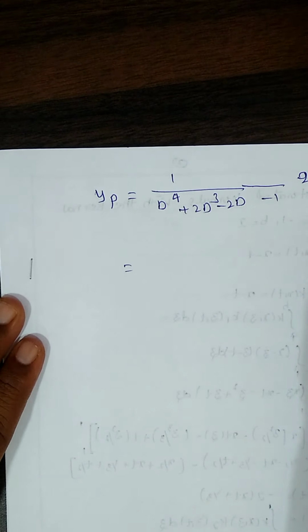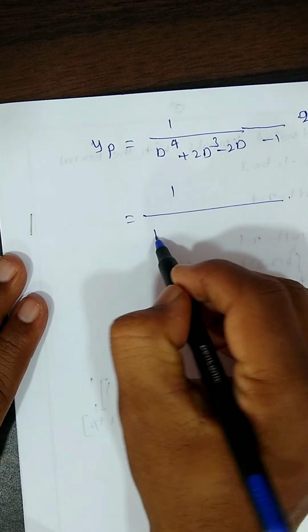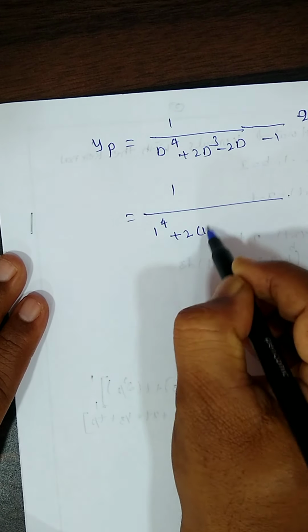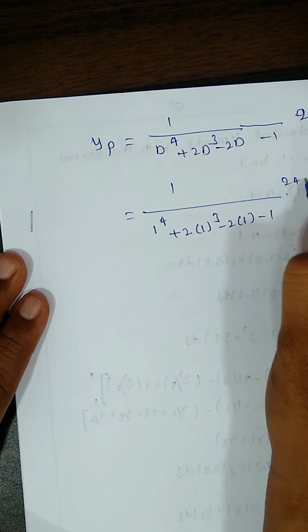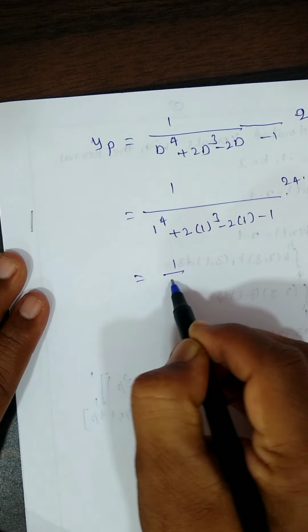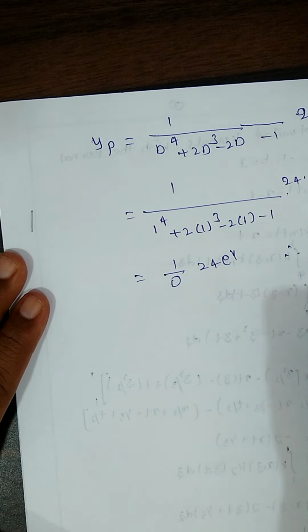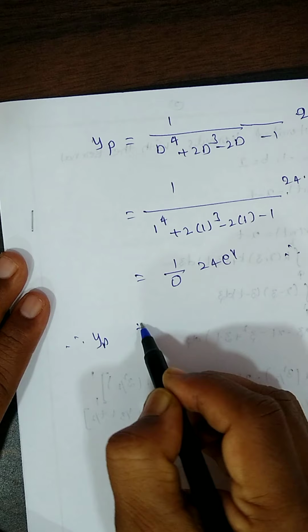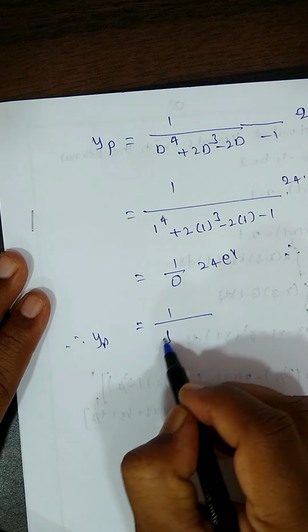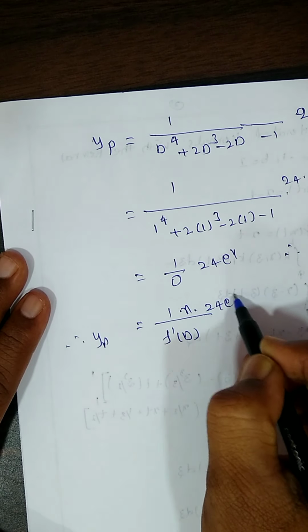Here if D equal to 1, then f of 1 is not equal to 0. Here 1 by 1 power 4 plus 2 into 1 cube minus 2 into 1 minus 1, 24 e to the power of x. Here 1 by 0, 24 e to the power of x, but f of 1 equal to 0. Therefore yp equal to x by f dash of D, into 24 e to the power of x.